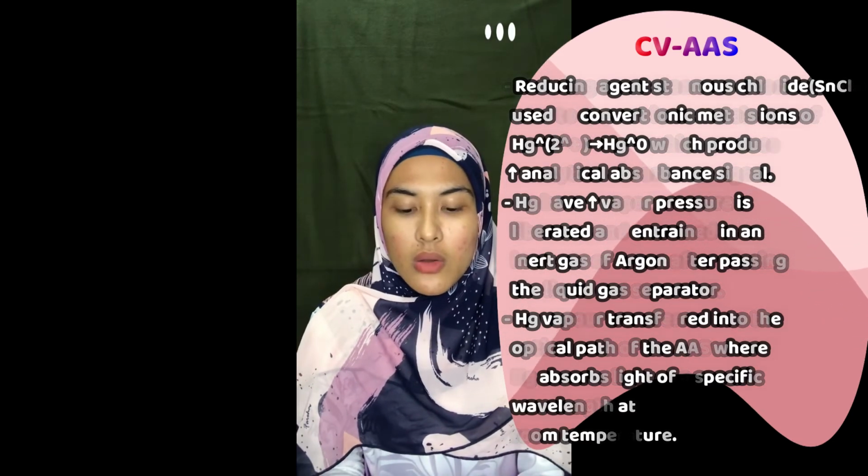Third, the mercury vapor is transferred into the optical path of atomic absorption spectroscopy, where the mercury absorbs light at specific wavelength at room temperature. Factors that influence sensitivity and higher supply rate of gaseous mercury are: one is concentration of reducing agent. Second is flow rate of reducing agent, which is stannous chloride. Then flow rate of the sample, flow rate of the purge gas, and also delay time.